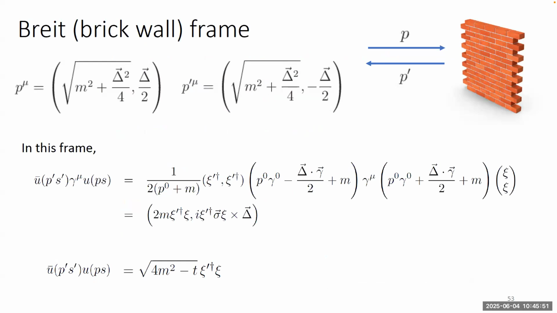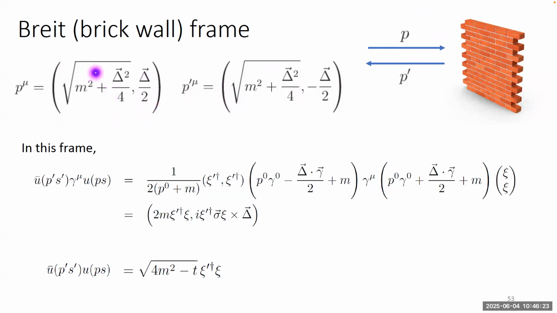It's called the Breit frame, or in other words, it's also called the brick wall frame. Meaning that the proton is coming in this direction, and there is an infinitely hard brick wall, and so the proton bounces back 180 degrees and goes in the opposite direction. So in this frame, you can parameterize the momentum of the incoming proton this way and the outgoing proton this way. The only difference is the sign of the three-momentum.